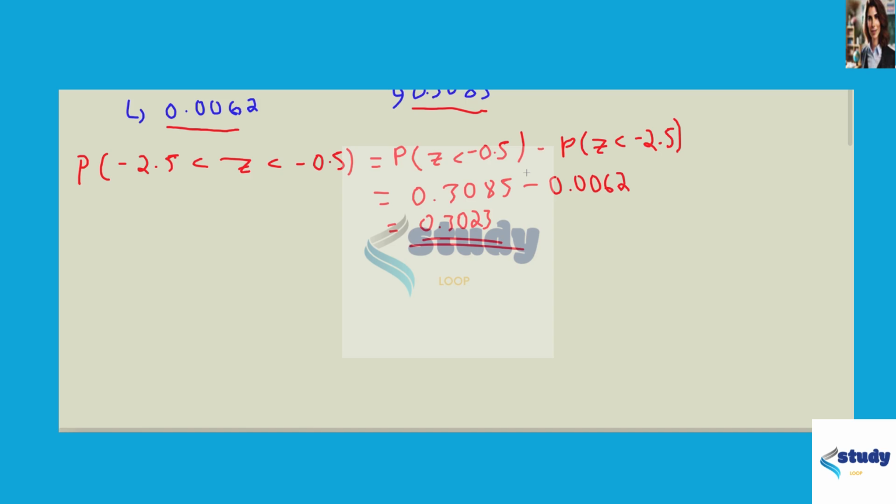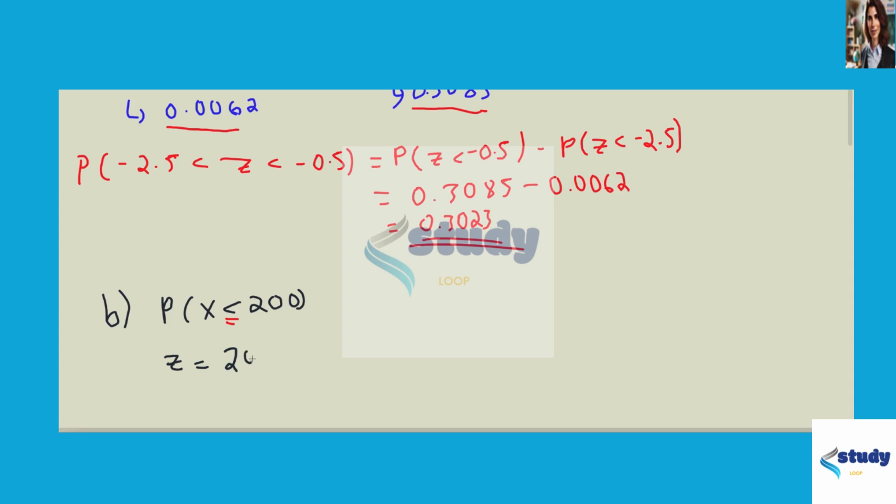Now, part B of this problem is asking us to find the probability that a randomly selected chocolate bar will have less than 200 calories. So here we're just going to find the z value, and since it's already less than, that means that we don't have to rearrange anything. We can just directly use the z value to find the corresponding probability.